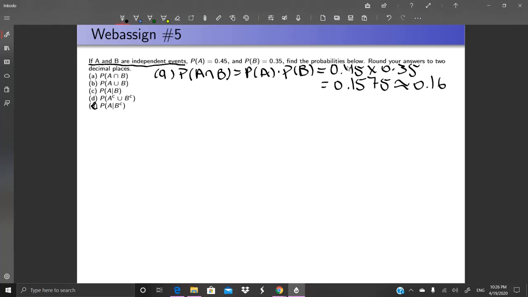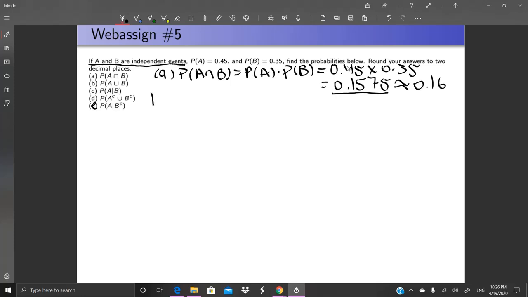Just as a reminder, whenever you have to round off answers, that's usually the last step that you should do. So for example, if in the next step we need to use the probability of A intersect B, I'm going to be using this value right here, the exact value, rather than the approximated value.